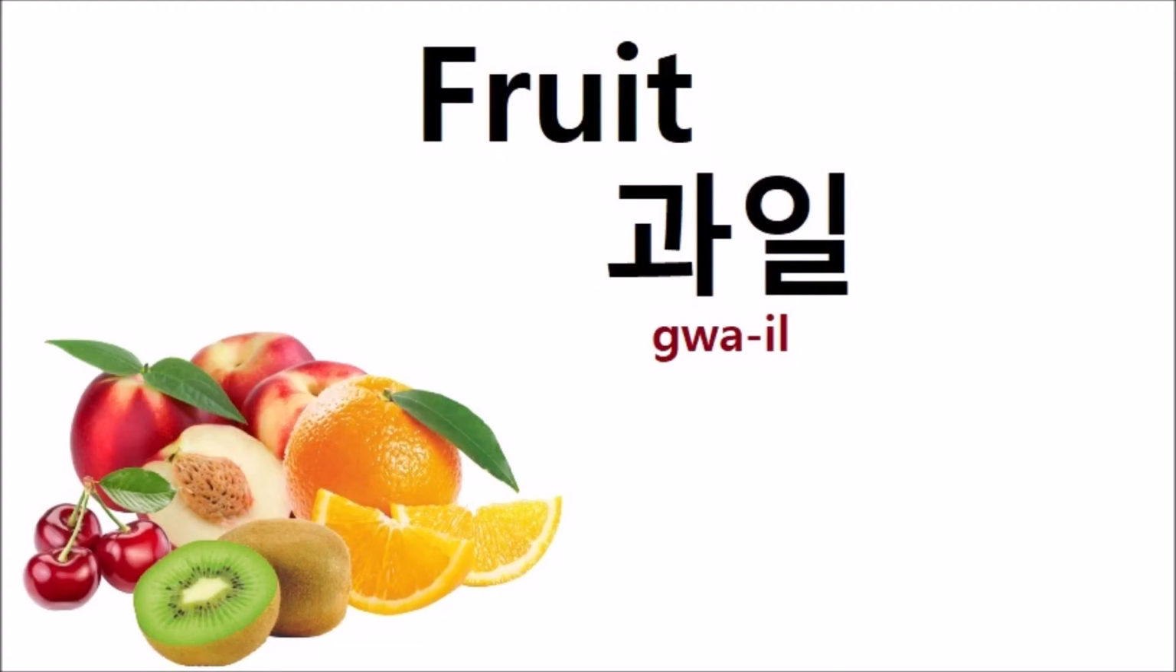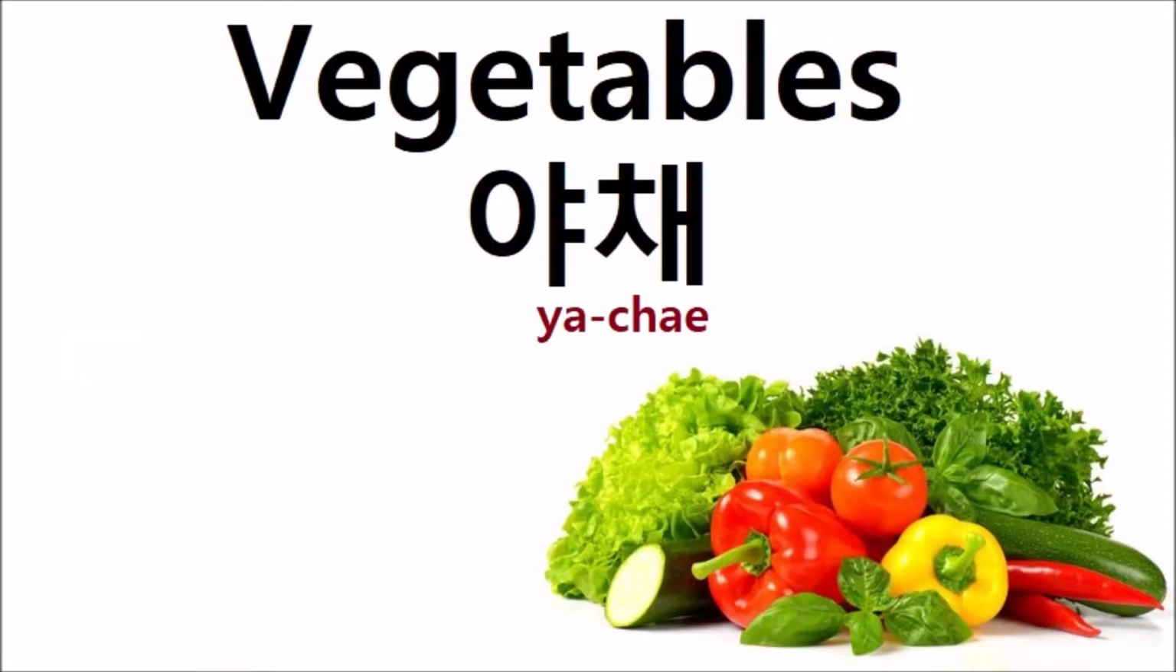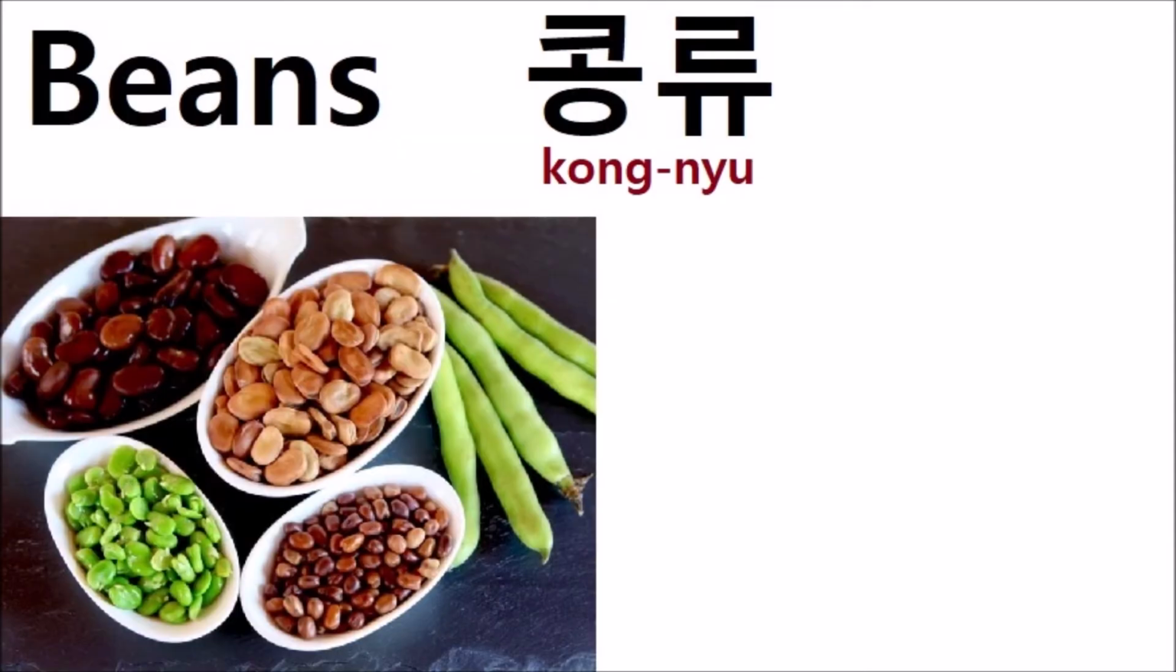Fruit in Korean is gwail. Vegetables is yachae. I really like that word. Beans is kongnu. Look at that consonant assimilation. The real sounds like n. Kongnu. Beans.